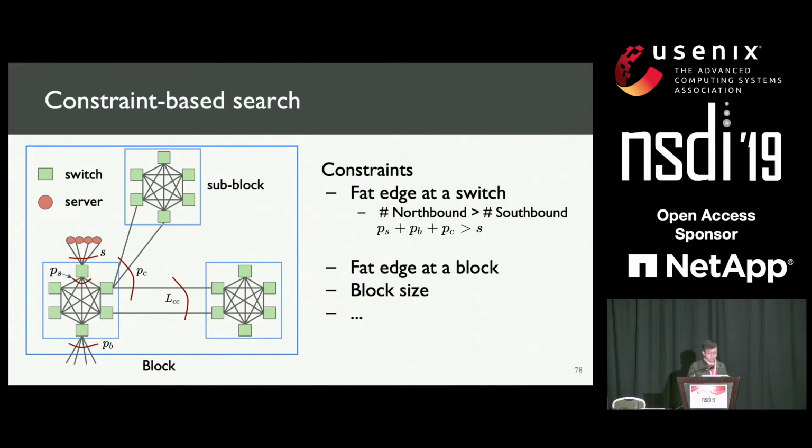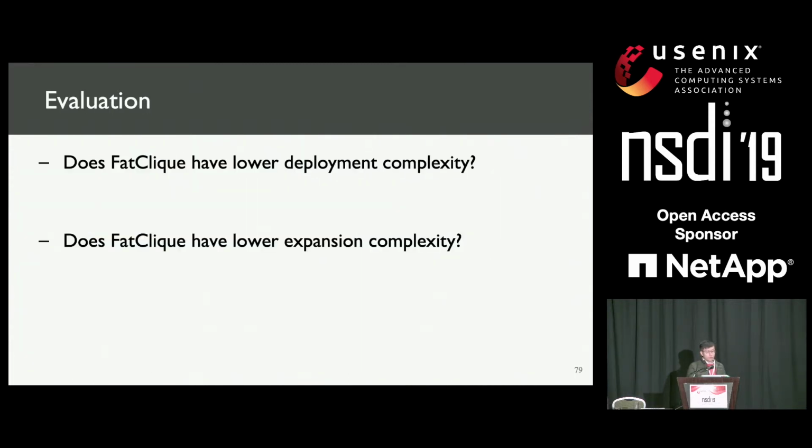To evaluate the performance of the FatClique found by the search algorithm, we ask a few questions. In this talk, I will go through 2 of them, and you can find others in the paper if you are interested. First, does FatClique have lower deployment complexity? And the second is, does FatClique have lower expansion complexity?